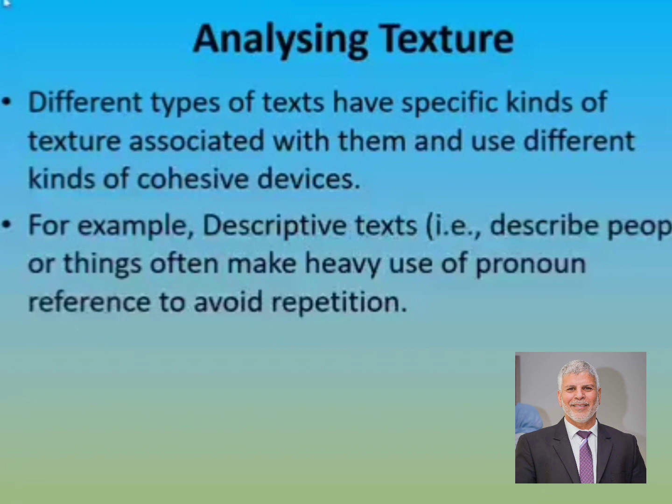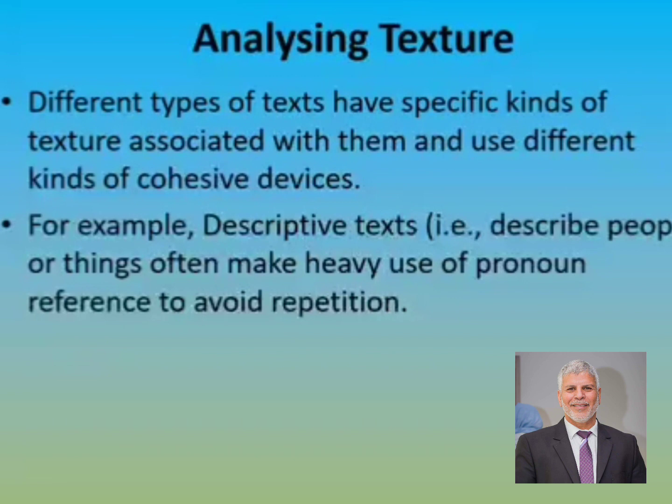We have some examples, and I just want you to keep these examples in mind because the idea here will help you analyze different types of texts. For example, descriptive texts, those in which we describe people or things. In a descriptive text you can describe a building, or you can describe a person, or you can describe anything. So that is called descriptive text.